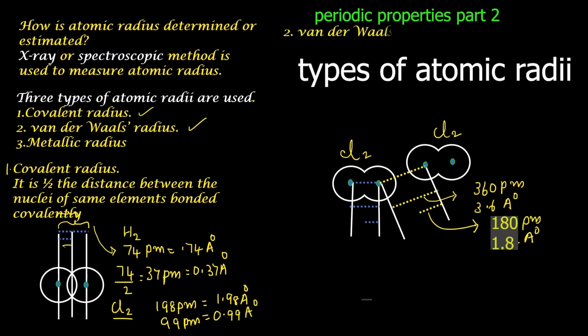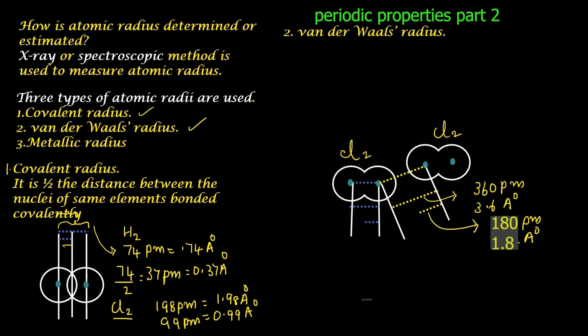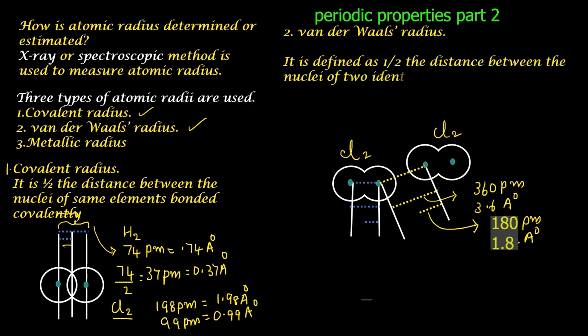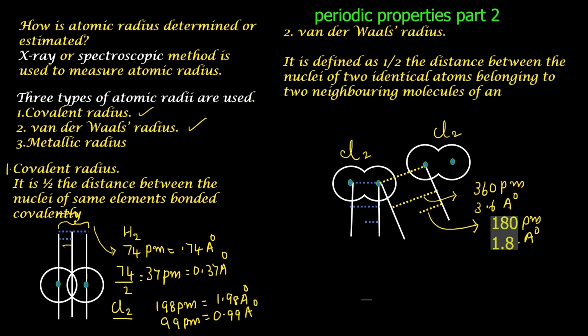Now, let us define van der Waals radius. It is defined as half the distance between the nuclei of two identical atoms belonging to two neighboring molecules of an element in the solid state. Please make a note that the distance is considered in the solid state, because in the liquid state and gaseous state the distance will be more.